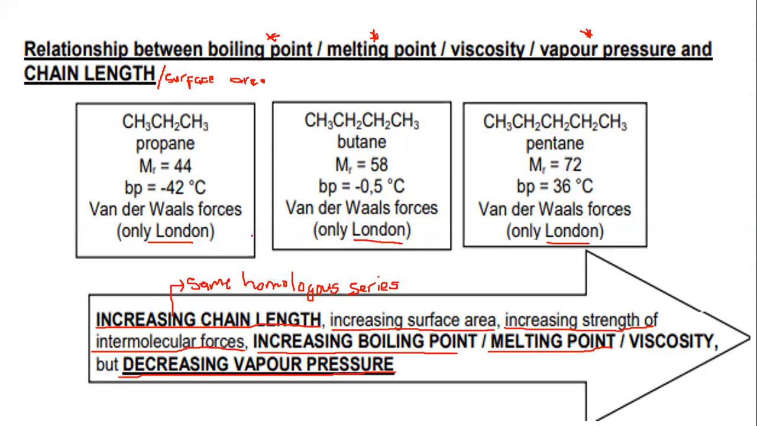So every time we ask you why the boiling point of propane is different to that of butane and pentane and so on, or why the boiling point increases from propane to pentane, you must check that these molecules belong to the same homologous series, and therefore the chain length is increasing. In other words, you cannot talk about the different types of intermolecular forces. Why? Because the intermolecular forces are the same. They all contain London forces.